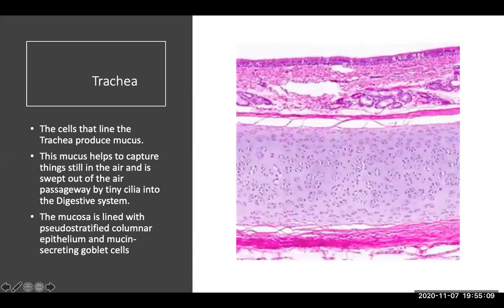So here's a look at the cells lining the trachea. They'll produce mucus, and this mucus will help to capture things still in the air and will be swept out of the air passageway by tiny cilia into your digestive system. The mucosa is lined with a pseudostratified columnar epithelium with those mucin-secreting goblet cells, and smokers have trouble because smoking will completely change this epithelial lining of the respiratory tract.